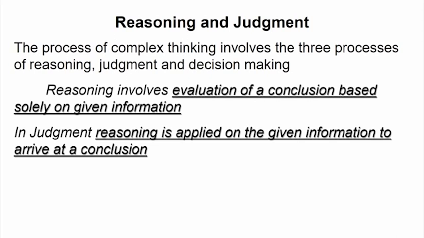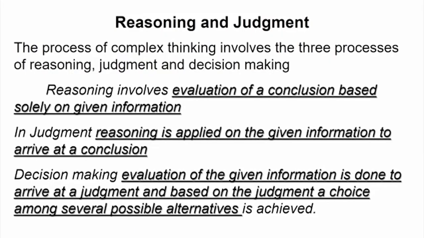Whatever reasoning we use, whatever evaluation we do, is then applied to arrive at certain conclusions, and that is what is judgment. Given certain information, from it we arrive at a conclusion or a number of conclusions, and this process is called judgment. So, using reasoning to arrive at conclusions is basically called judgment. And then what is decision making? It is when the evaluation of given information is done to arrive at a judgment, and based on the judgment a choice among several possibilities is made. This is what decision making is.